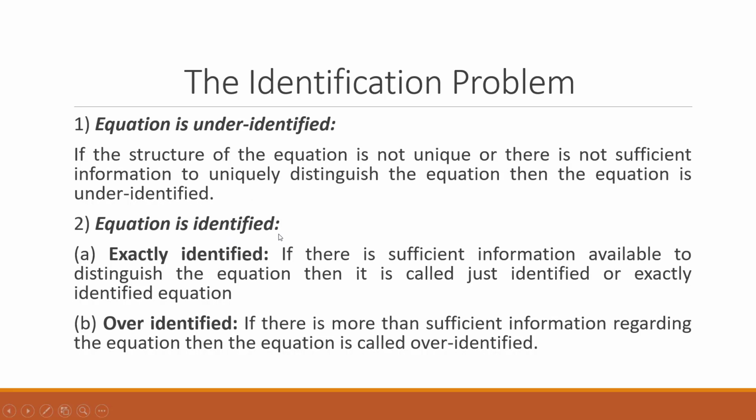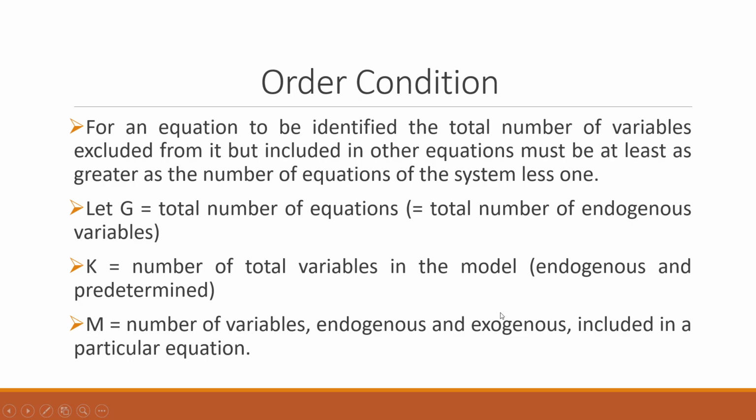The equation is identified. There are two desirable cases: exactly identified and over identified. If there is sufficient information available to distinguish the equation, then it is called just identified or exactly identified. If there is more than sufficient information regarding the equation, then the equation is called over identified. Now, how will we identify this? Let's see. I'll give you a relevant example.